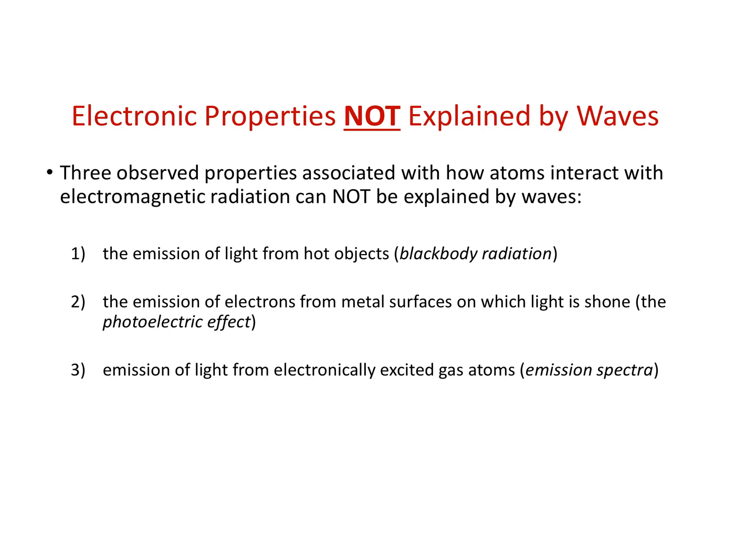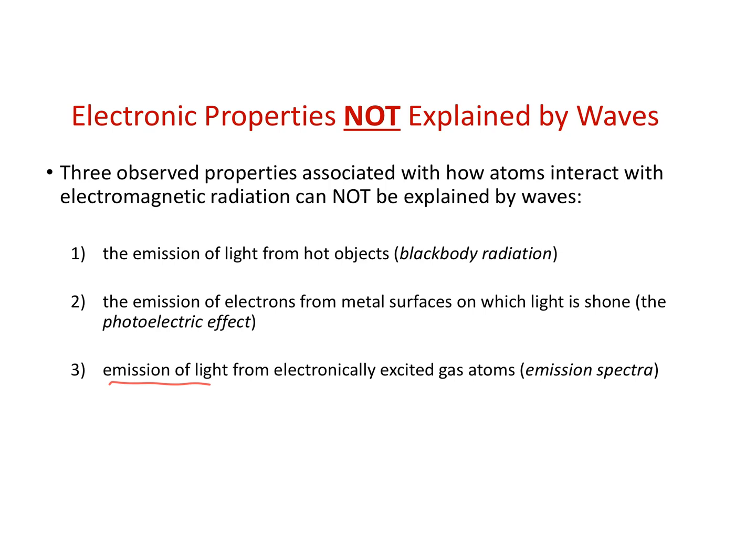The next was the emission of electrons from a metal surface when we shine light on that metal surface. And the last one is the one that I already showed you, the emission of light from electronically excited atoms. So whether we burn that sample, and we're exciting it and it's giving off this color of light, and that color of light is different for each element that we're looking at. These three things we could not explain by thinking of light as waves.